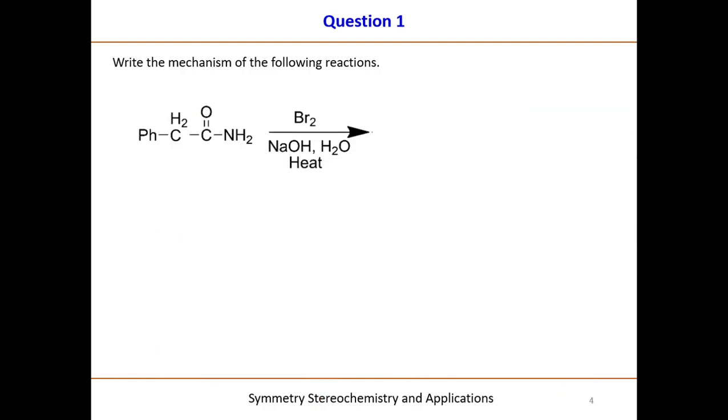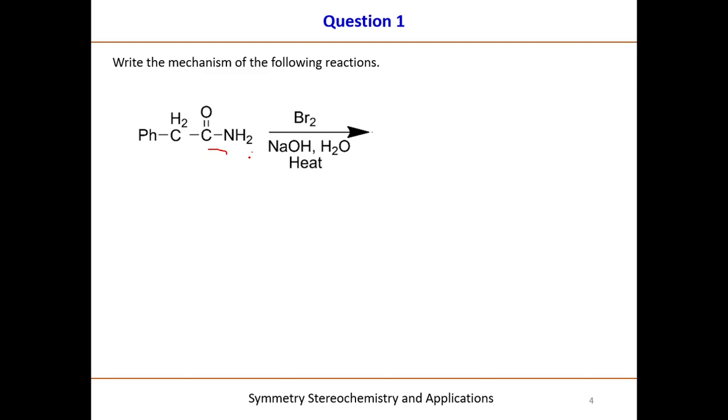So here we can see that this is an amide given here. All of you can see here, we have an amide, carbonyl group and NH2. So whenever carbonyl group and NH2 are present in halogenation condition, here we have given Br2 in the reaction condition, Br2 and sodium hydroxide in water, that means this is a Hoffmann rearrangement reaction.